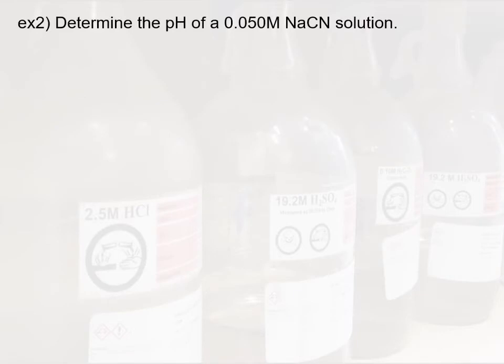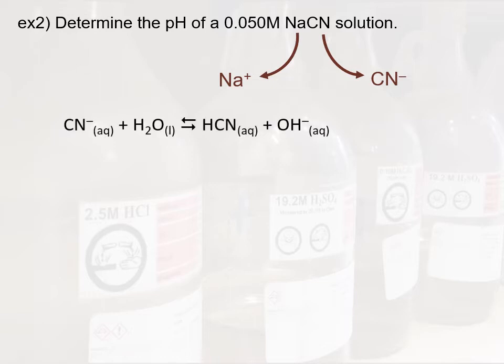Example 2. Determine the pH of a 0.050 molar NaCN solution. When sodium cyanide is placed in water, it is going to dissociate 100% into sodium ion and cyanide ion. The sodium ion will not interact with anything, but that cyanide ion is the conjugate base of a weak acid, which means cyanide will occasionally want to hook up with an H plus. And where will it get that H plus from? It's going to grab it from a water molecule. And when it does that, it will produce the conjugate acid and hydroxide.